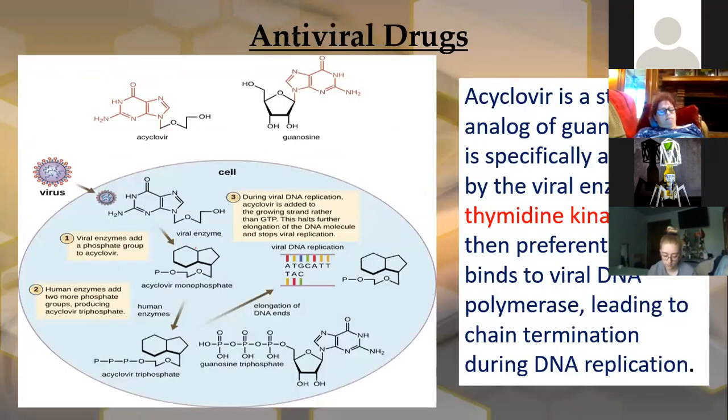So acyclovir is a structural analog of guanosine. It is specifically activated by the viral enzyme thymidine kinase. It becomes activated when that enzyme is there inside the virus, when the virus comes with its DNA or RNA inside our body, and they carry very few enzymes. One of the enzymes is kinase. If they have that thymidine kinase, then only we can do that. It then preferentially binds to viral DNA polymerase, leading to chain termination during DNA replication, okay? Because they cannot make that triple bond, and they cannot extend the DNA strand.